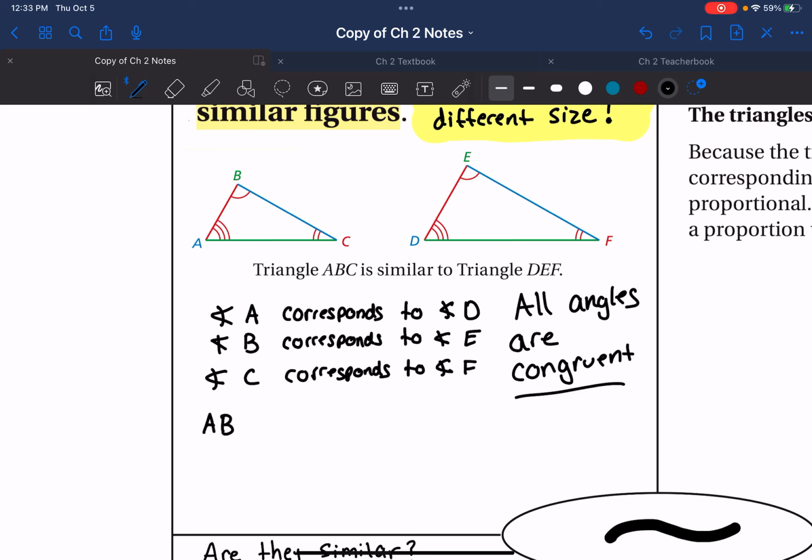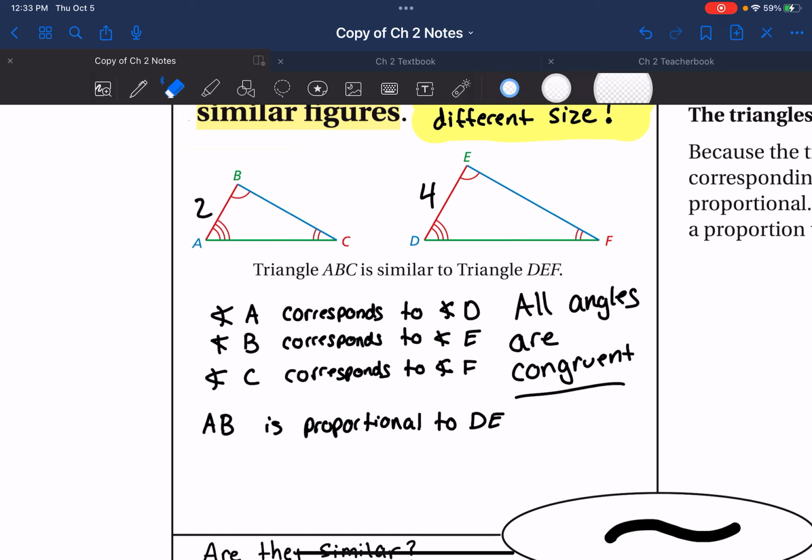AB is proportional to DE. Okay, so proportional means if this was like a 2, this would be a 4. They're proportional. I can take 2 and times it by 2, and I'd get 4. But now here's the thing. If I did say that that side length was a 2, and that side length was a 4, and let's say this side length is a 3, that means EF would have to be a 6. Because I just told you 2 times 2 got me 4, I have to do the same thing to get 6. That's what a proportion is. It means that they are similar in the size, right?